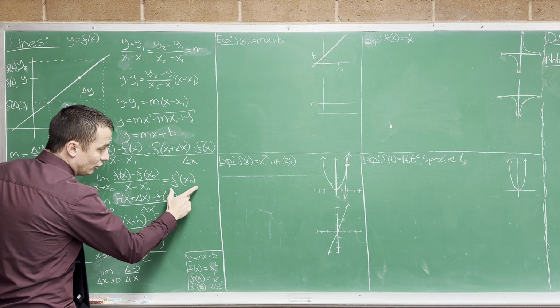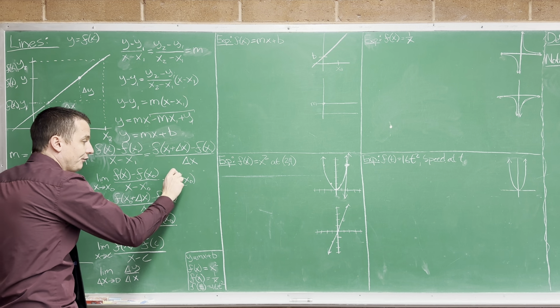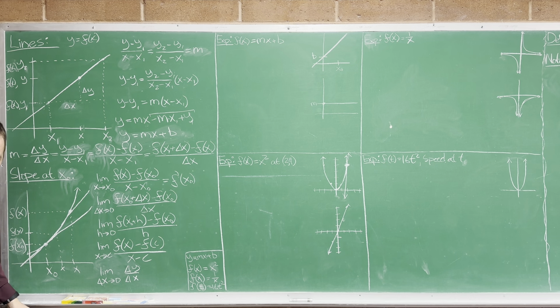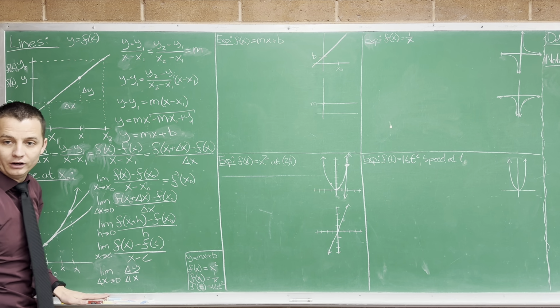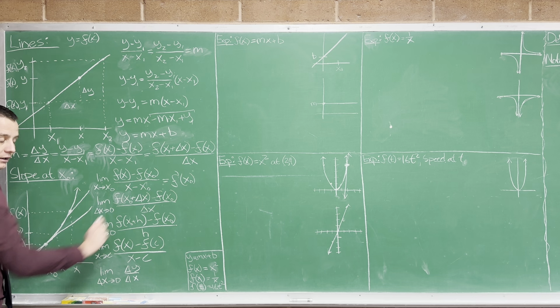And we have this notation now to talk about that. We call that f prime at x naught, one of the ways that we write a derivative. Okay. So what is f prime of x naught? It is the slope of the function f at the point x naught. And it's equal to this limit right here.